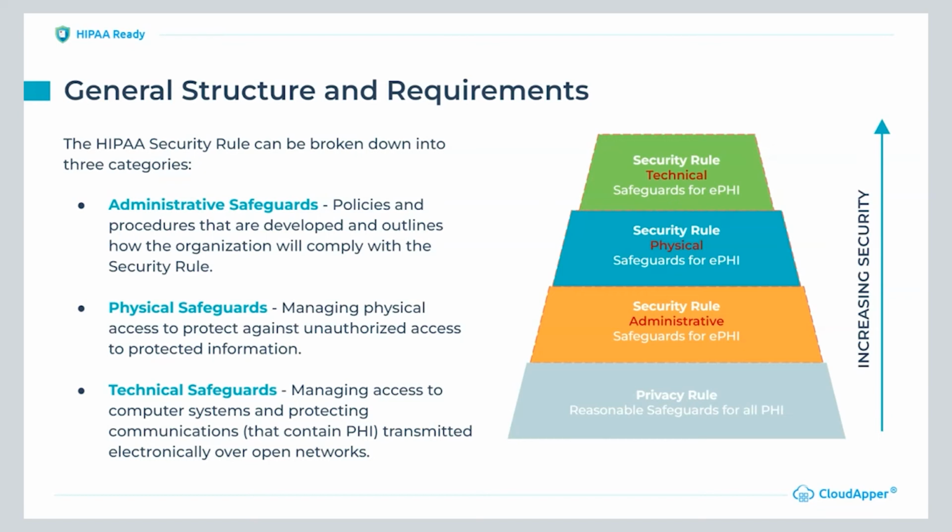General structure and requirements. The HIPAA security rule can be broken down into three categories: administrative safeguards, physical safeguards, and technical safeguards. The administrative safeguards are the policies and procedures that were developed and outline how the organizations will comply with the security rule. Physical safeguards are managing physical access to protect against unauthorized access to protected information. Technical safeguards are managing access to computer systems and protecting communications transmitted electronically over open networks.